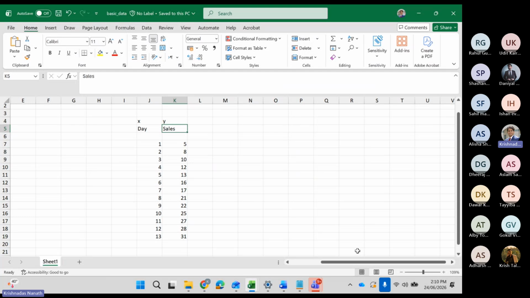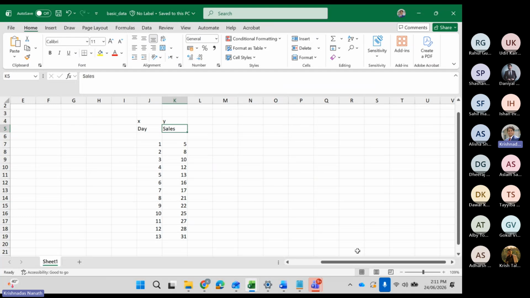Everyone has access to this data? There are some days, day number 1 to 30. There is some sales. Your question is very simple. Give me the predicted value for day number 14. Let's get started. Follow the steps.